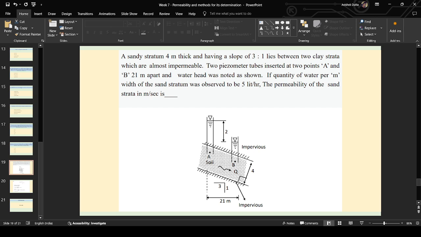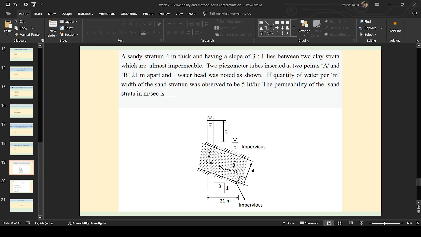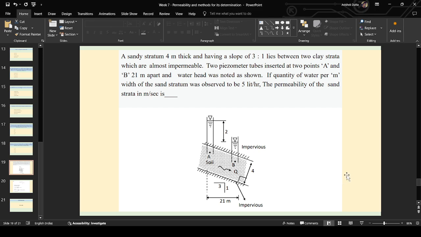So what do we have? We have an inclined stratum. The thickness is 4 meter, and the slope of that stratum is 3:1. Given that between two piezometer tubes, 21 meter apart, the head difference is 2 meter. The quantity of water per meter width of the sand stratum was observed to be 5 liter per hour, and in these conditions you have to find out the permeability of the sand strata in meter per second.